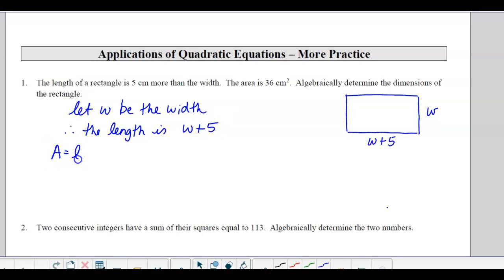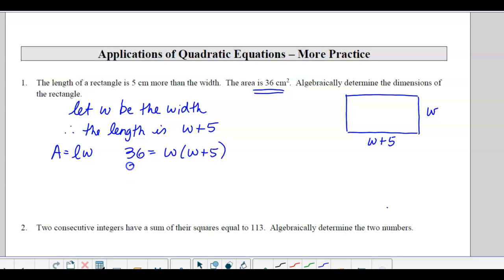Remember, area is length times width, and we are told what the area is. So 36 equals W times W plus 5. That's your equation. It's quadratic. You've got a W times a W. So we can't solve it right now. Yes, maybe with trial and error you can enter some values and figure it out. But we are algebraically determining, so we're expanding, and solving by factoring or quadratic formula.